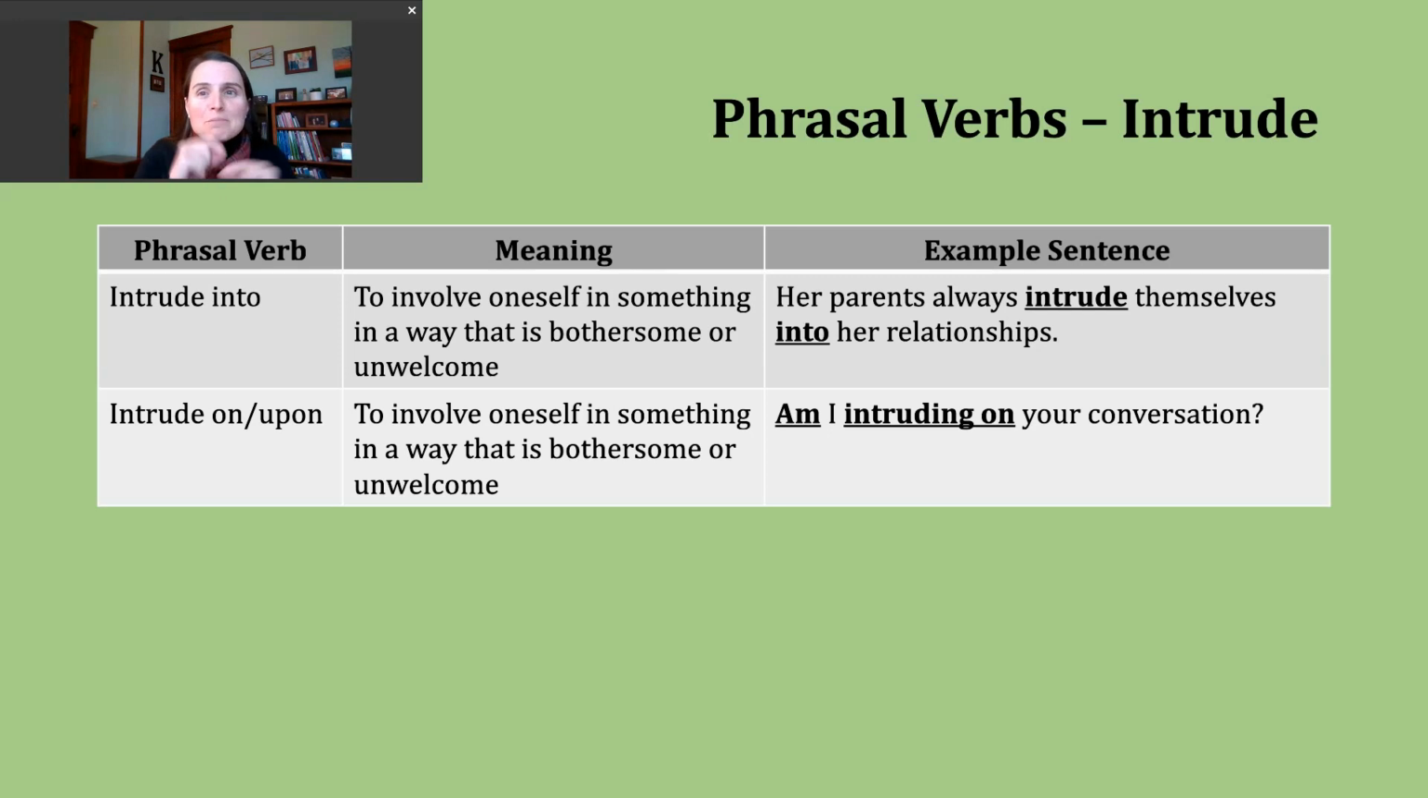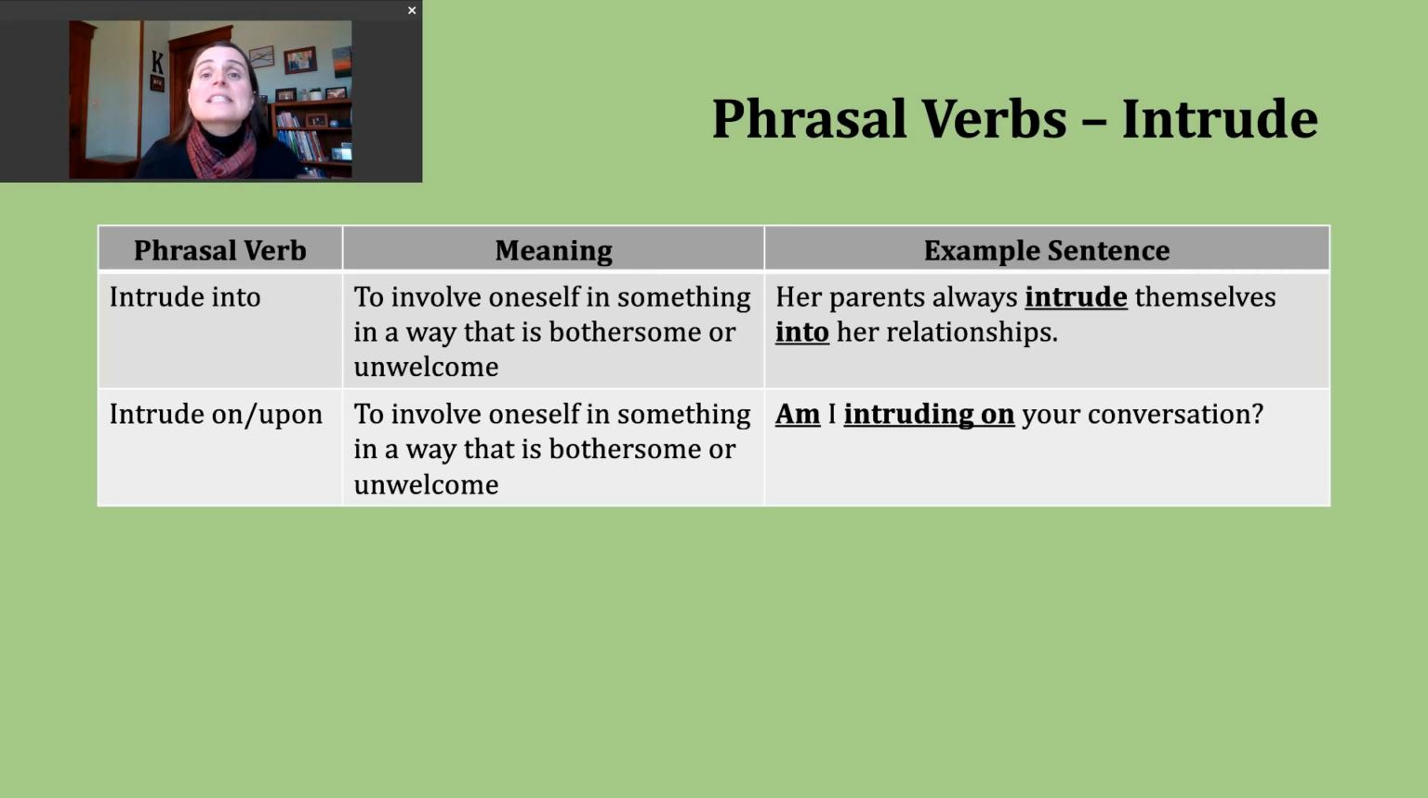Now, the reason I broke these phrasal verbs into two sections here is to show you that it's pretty common to see a separation between intrude and our particle into in this first example. And so here we're describing and using a reflexive pronoun, themselves, to indicate what is becoming involved. Okay. Now, let's look at intrude on and upon.